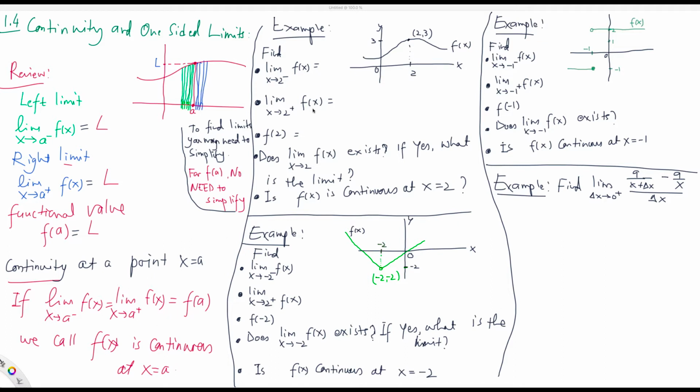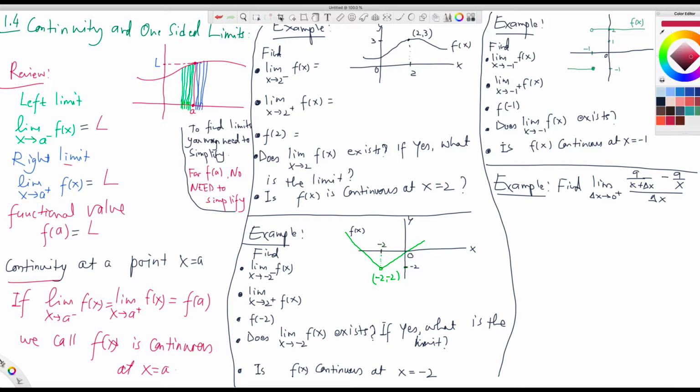Let us look at this example, okay? On this example, find limit x tends to 2 minus f(x). If you go to 2 from the left side, what is the height? It looks like the height is almost equal to 3, right? So it will be 3. How about limit x tends to 2 plus f(x)? If you go to 2 from the right side, the height is almost equal to 3. This is also 3. And what is the functional value at 2? At 2, the height is actually 3.